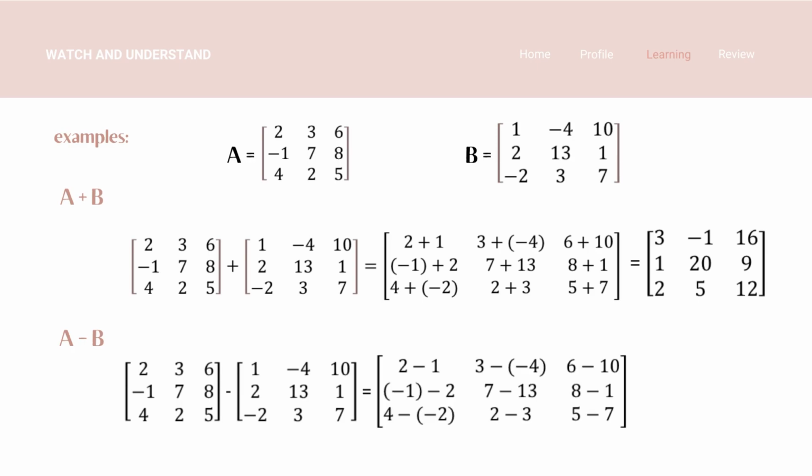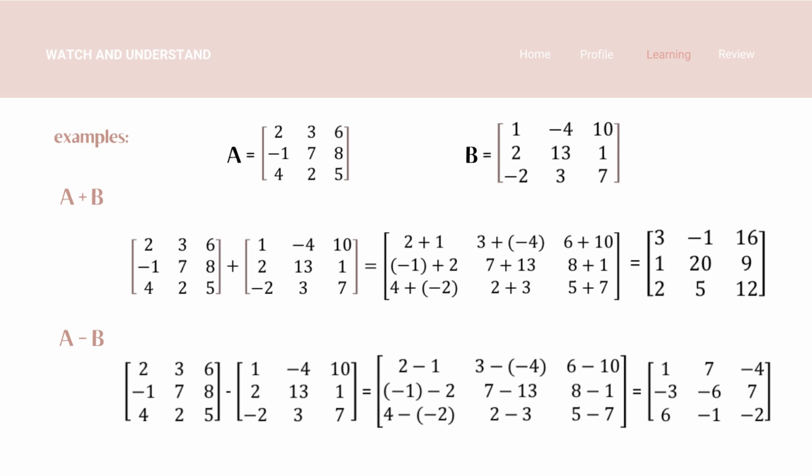2 minus 1 in A sub 1, 1, 3 minus -4 in A sub 1, 2, 6 minus 10 in A sub 1, 3, -1 minus 2 in A sub 2, 1, 7 minus 13 in A sub 2, 2, 8 minus 1 in A sub 2, 3, 4 minus -2 in A sub 3, 1, 2 minus 3 in A sub 3, 2, 5 minus 7 in A sub 3, 3.